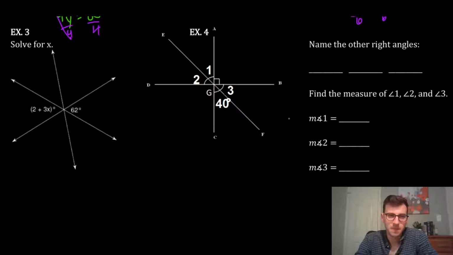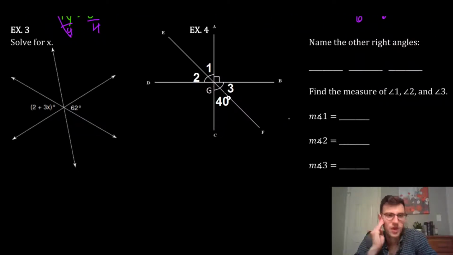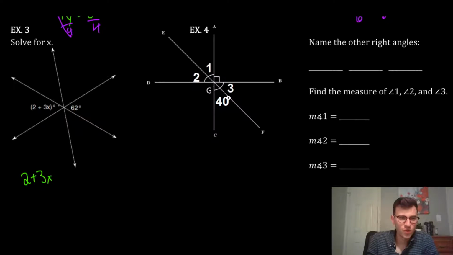Okay. Example 3. Well, for x, what type of angles am I dealing with here? Please tell me you know. Please tell me you saw this and you said, I know these are vertical angles. So 2 plus 3x, what do we know about vertical angles? They are congruent to each other. So 2 plus 3x is equal to 62.